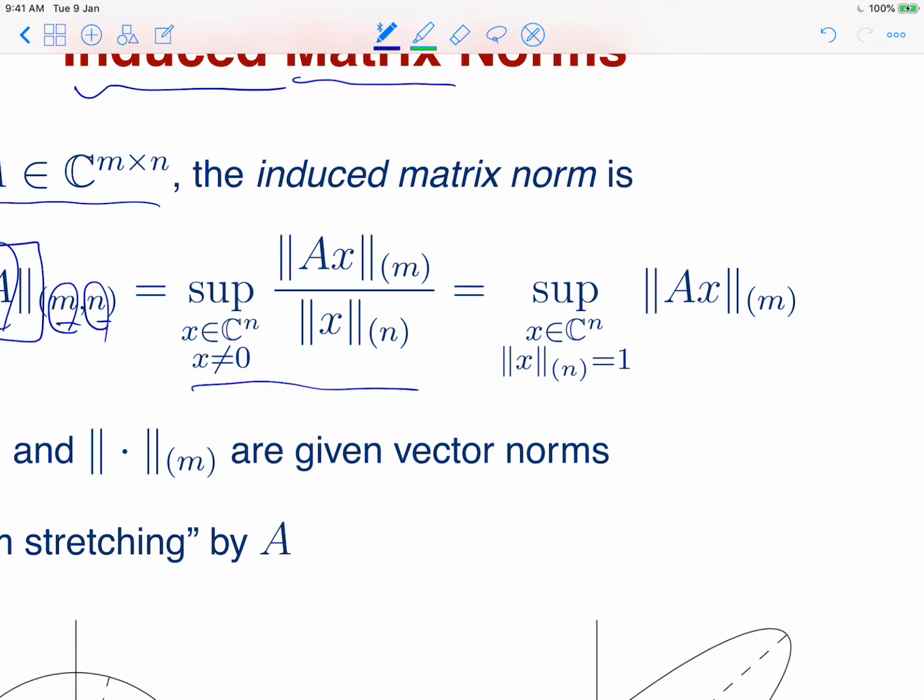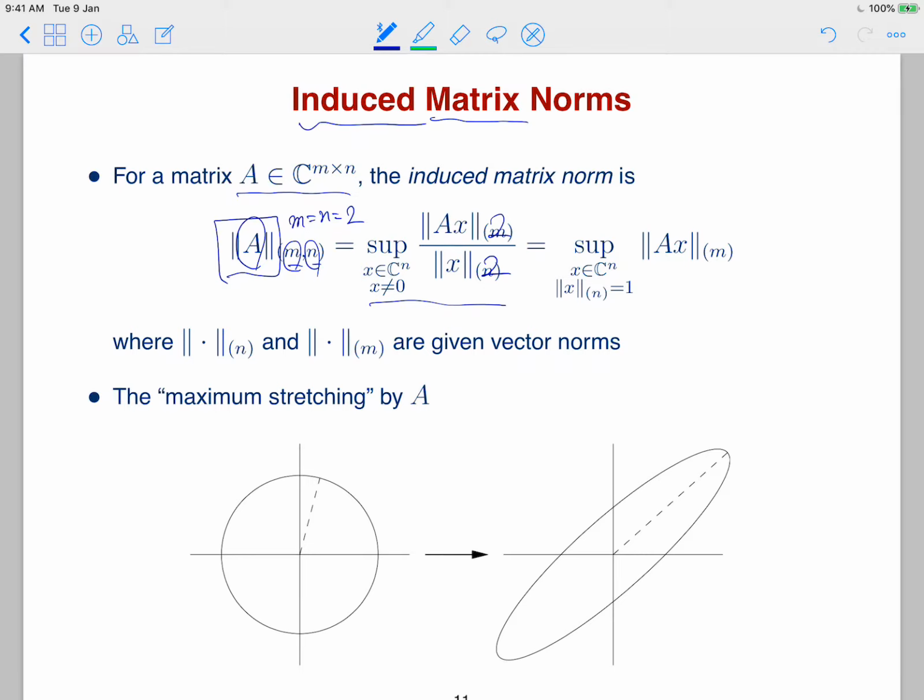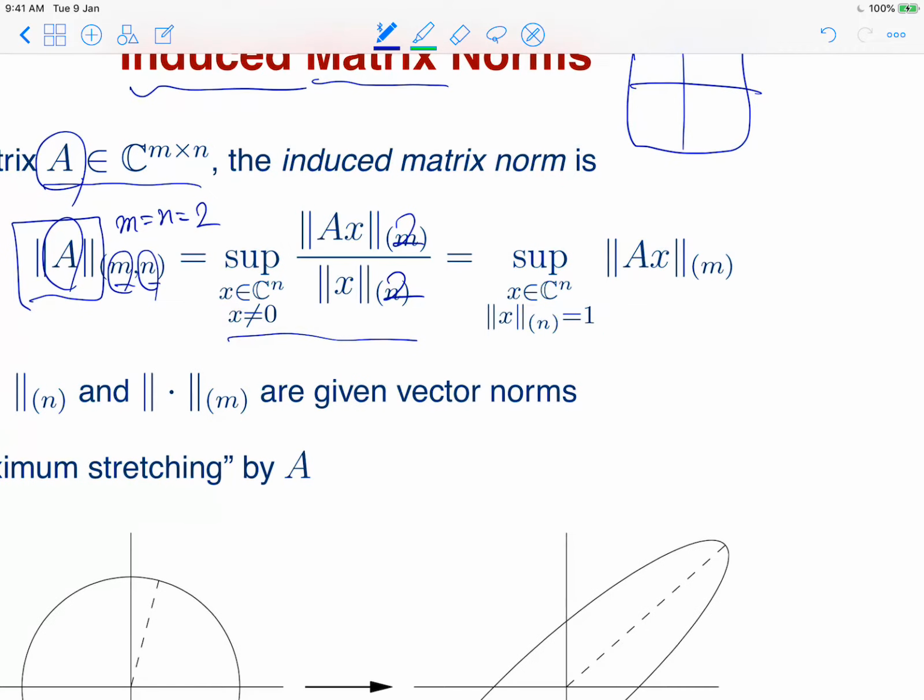Let's simplify this case, and say M and N are equal to 2. So in this case, it is computed in this form. And let's also simplify that A is a 2 by 2 matrix, which is a square matrix, and easy to visualize for two-dimensional vectors.